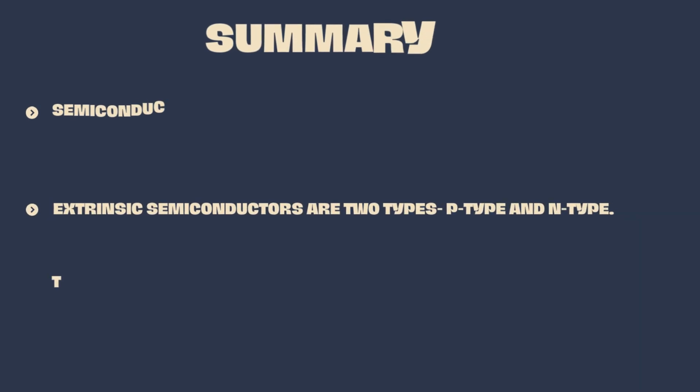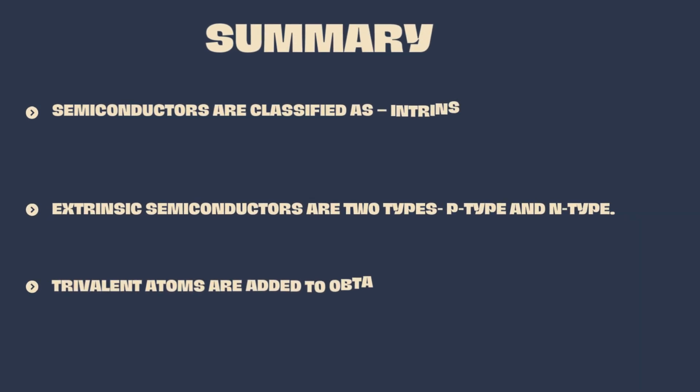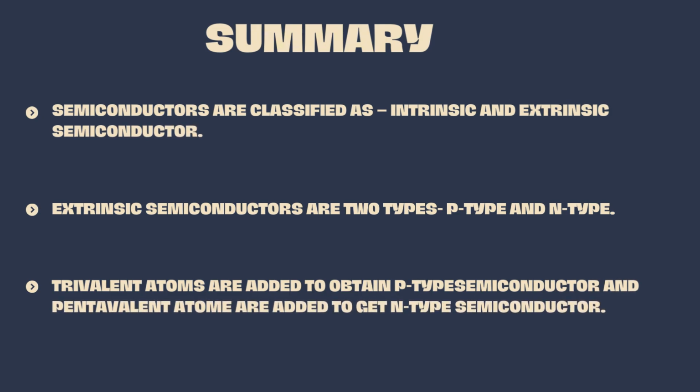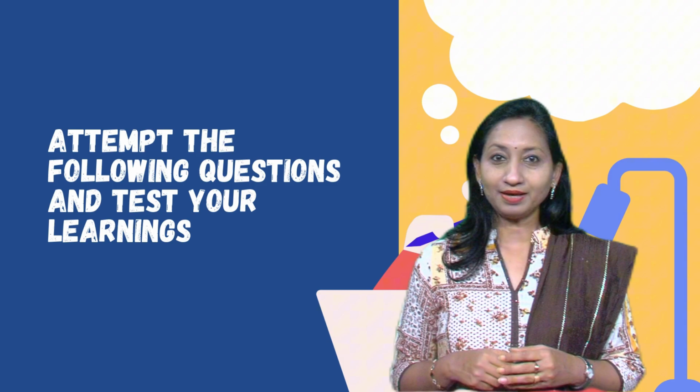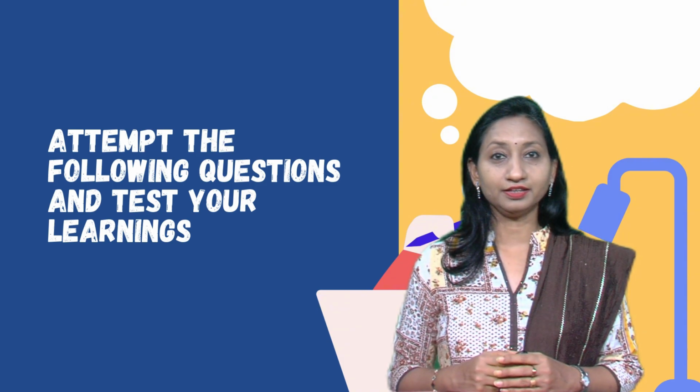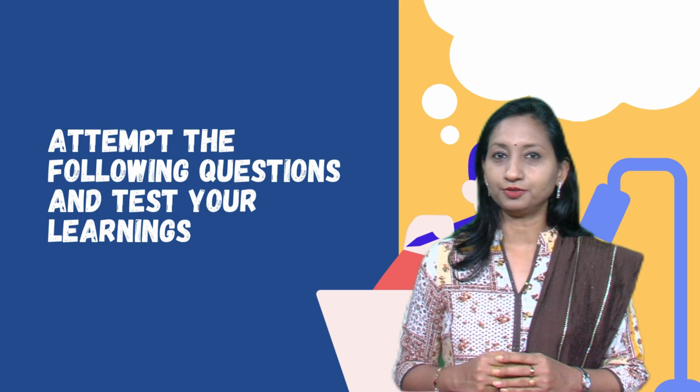Semiconductors are classified as intrinsic and extrinsic semiconductors, and extrinsic semiconductors are of 2 types. One is p-type and the other is n-type semiconductor. Trivalent atoms are added to obtain a p-type semiconductor, and pentavalent atoms are added to get an n-type semiconductor. Dear learner, let us now attempt some multiple choice questions to test our understanding of this last part of the lecture.